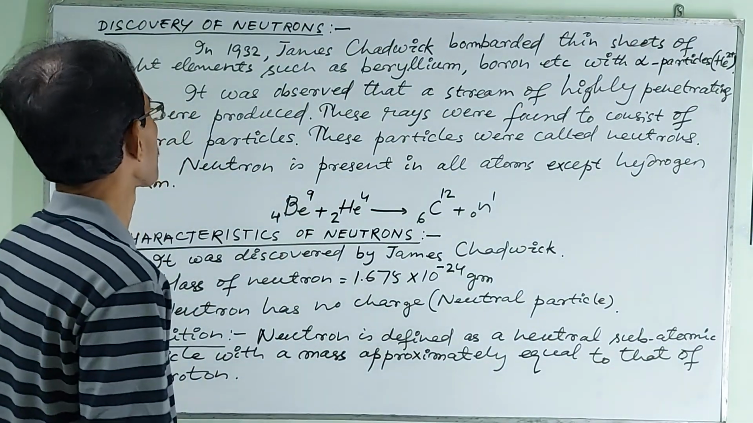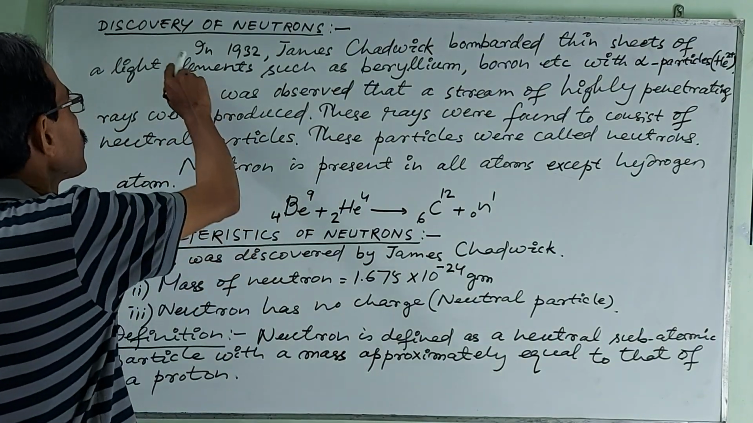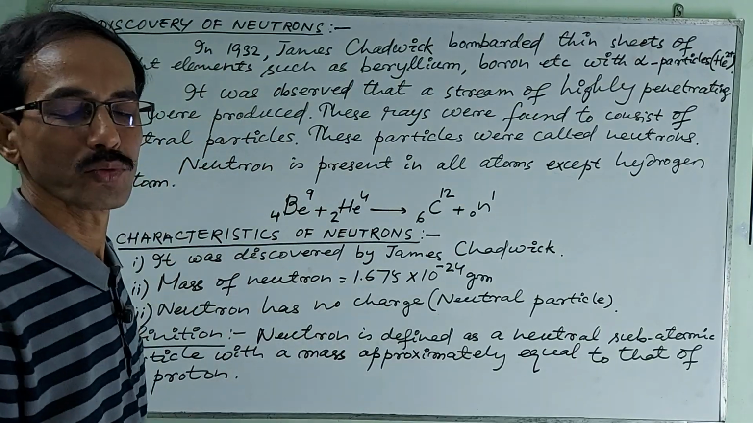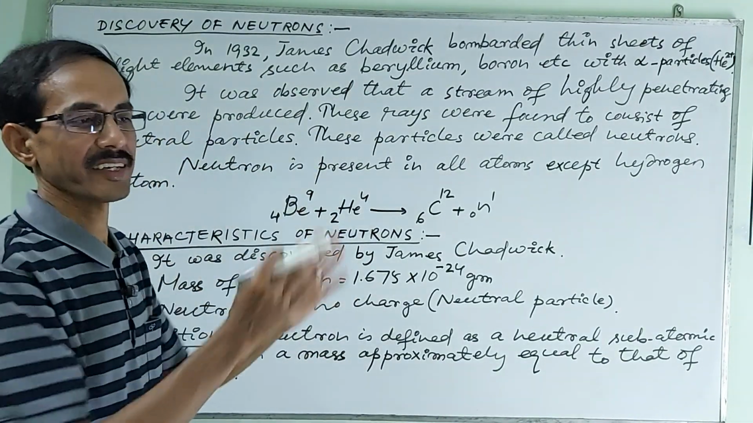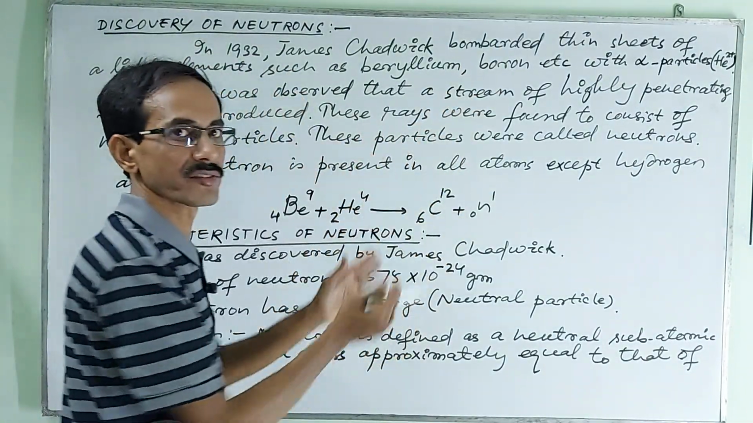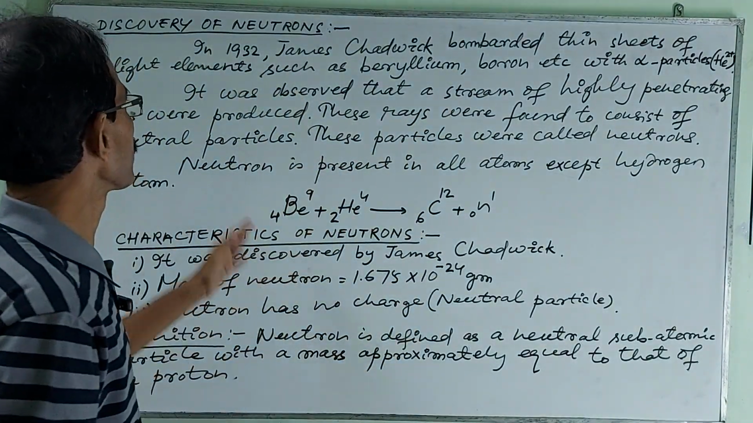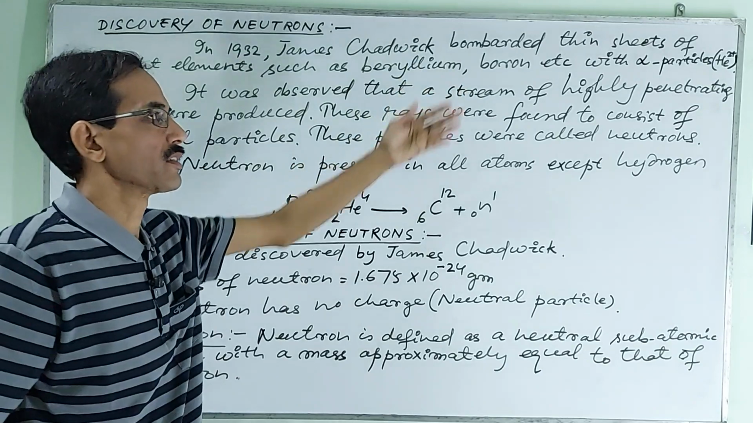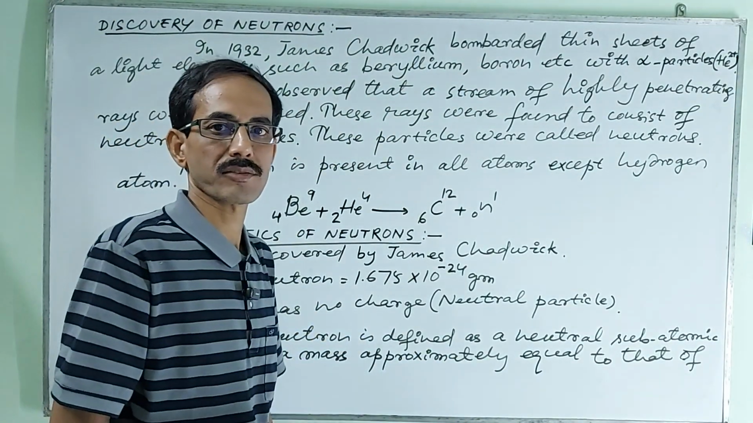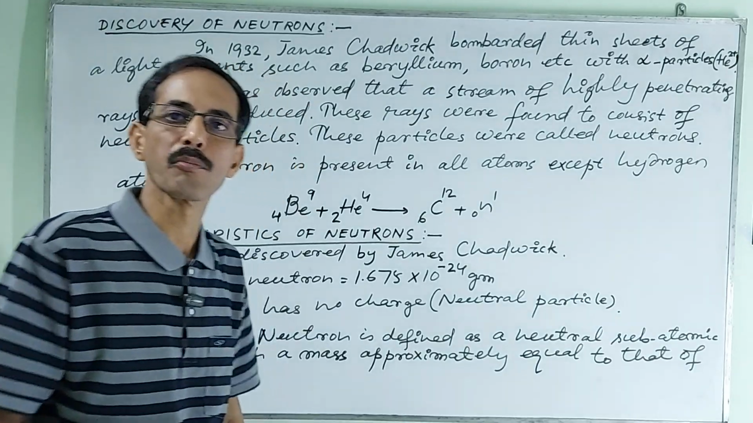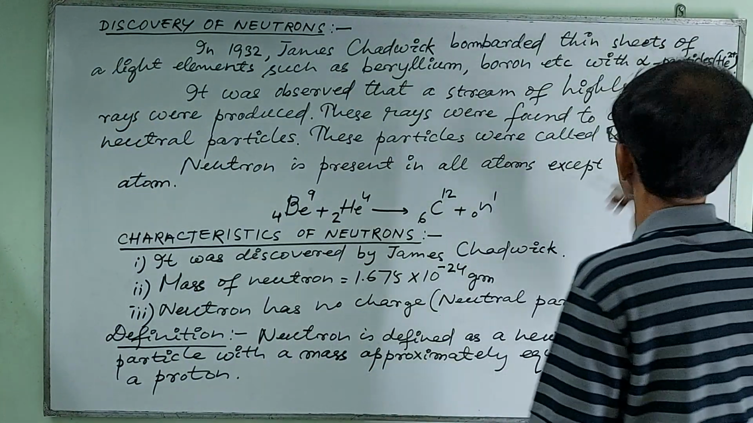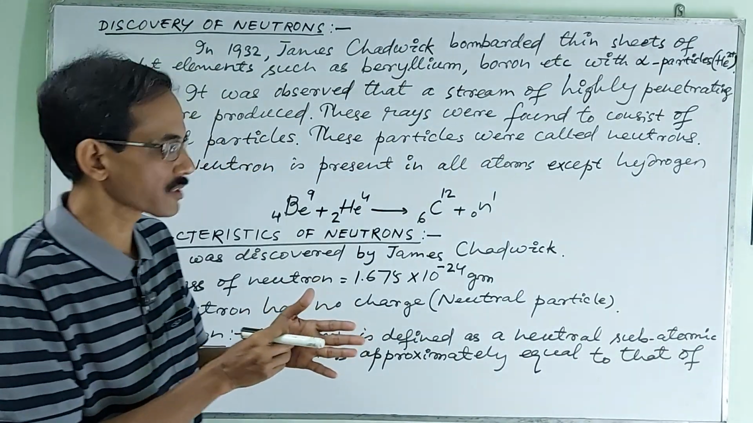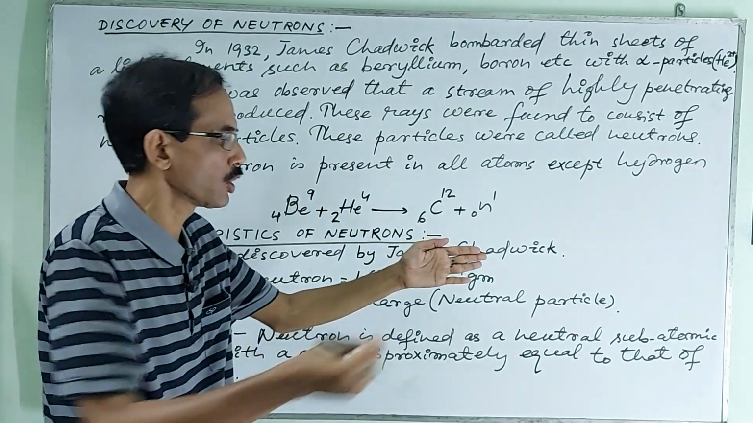My dear students, I am going to teach you about the discovery of neutrons. In 1932, James Chadwick bombarded, which means collided, thin sheets of a light element such as beryllium (Be) or boron (B) with alpha particles. Alpha particles are doubly charged helium nuclei. Alpha particles were bombarded on thin sheets of beryllium or boron.